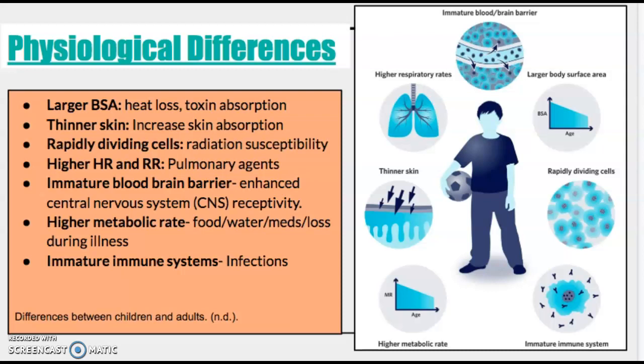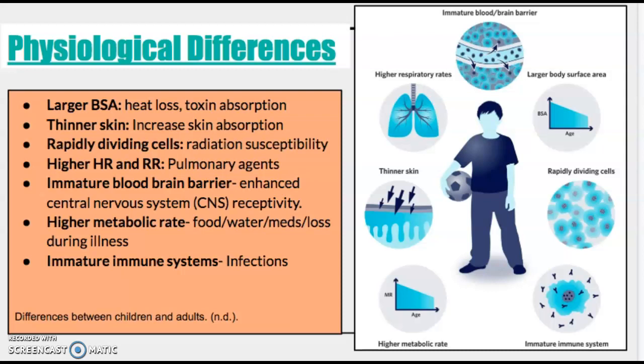First, they have a larger body surface area, or BSA. This translates into the easy loss of heat in their body and also the increased absorption of toxins on their body. Kids, the smaller the kid or the patient, the greater ratio of surface area skin to their size. Speaking of skin, kids also have thinner skin. This increases their skin absorption of things that are put on their skin, like medications or toxins.